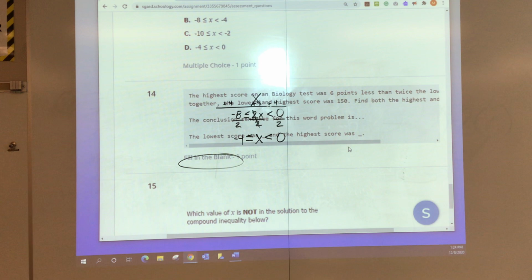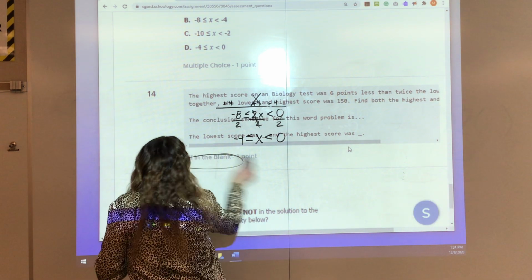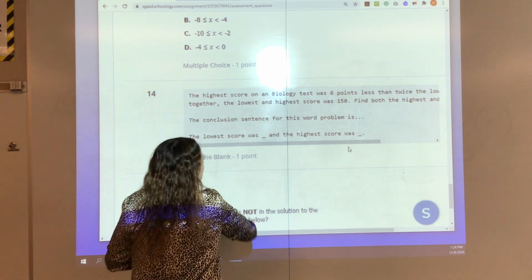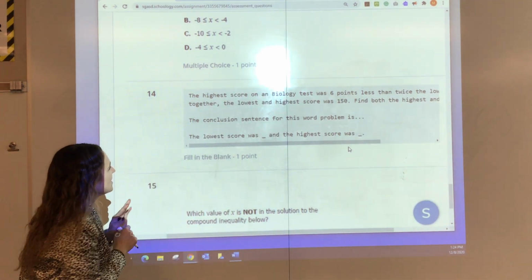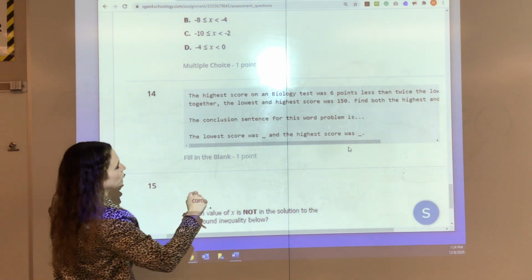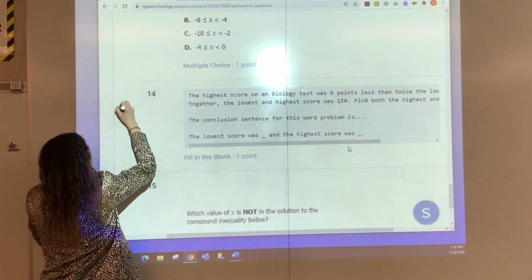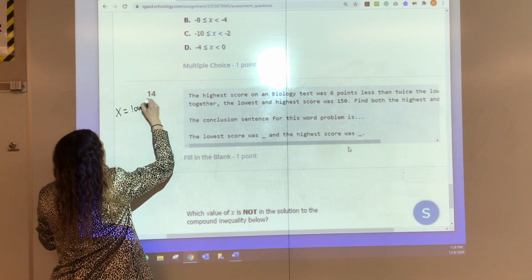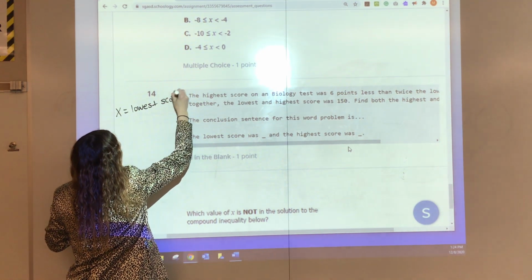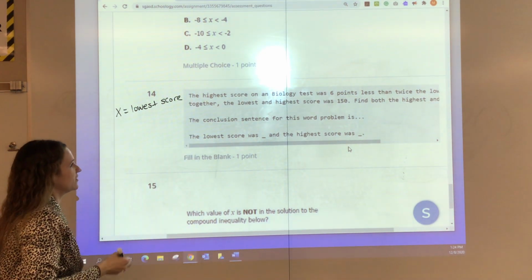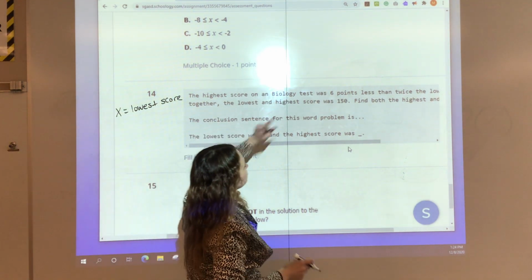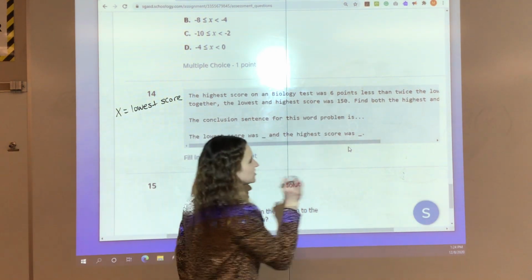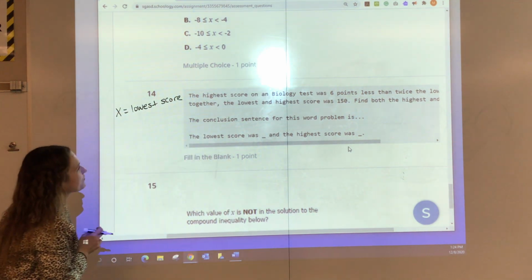All right, let me read number 14 to you. But before I do that, I want to just set it up a little bit so we have some of these things. They're talking about the highest score and the lowest score on a bio test. So I'm going to say x equals the lowest score. We're going to have to decode what the highest score is. But then it also said that the lowest score and the highest score added together was 150. So that's just something that we want to remember.